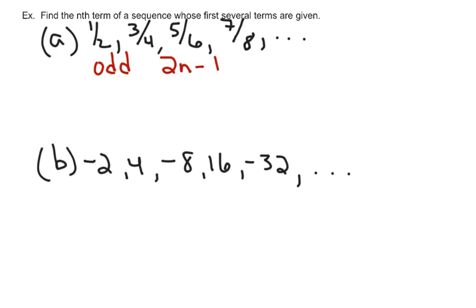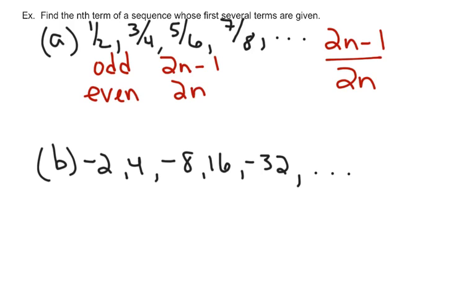Then I want you to notice the denominators, 2, 4, 6, 8. The next couple of denominators are going to be 10, 12, 14, 16. They're all even numbers. If, in a sequence, numbers go up evenly, we give them the expression 2n. So the expression that represents these terms is going to be 2n minus 1 over 2n.